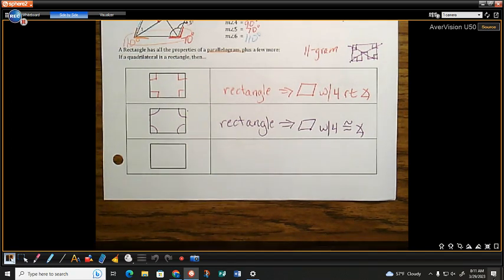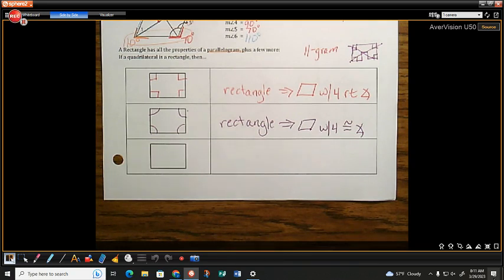But wait! There's more. Now, in a parallelogram, you've got your diagonals here. Are they perpendicular? No. So if they're not perpendicular, what do you know about this? It's not a rhombus.